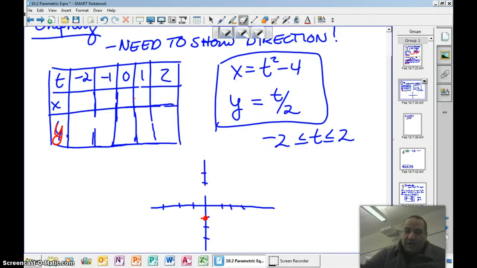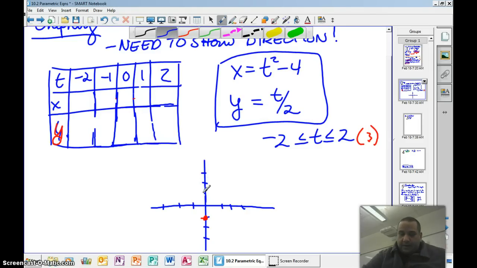So now we need to show direction. With all these graphs, you need to show some direction. So here's the two I have. Also in your advanced organizer, I think I went to 3 there. Okay, I'm only going to go to 2. You'll get the hint. So I'm going to fix my graph here, and now I'm going to put in these numbers.